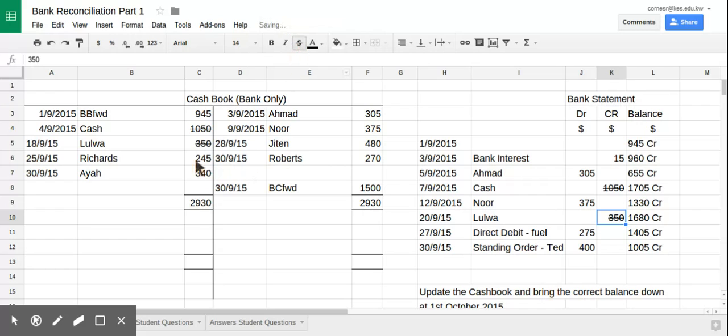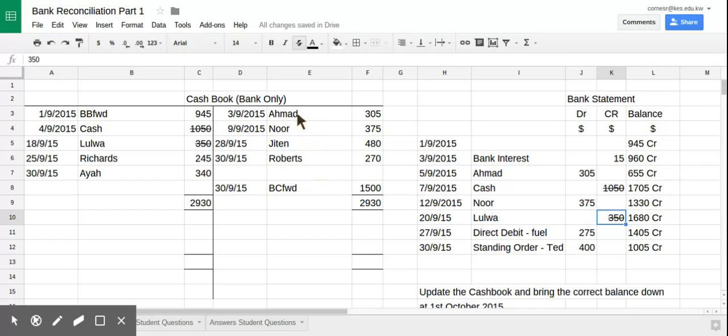But what we've got here, we've got 2 more transactions, and they haven't yet appeared in the bank statement. So they're quite late in the month. It's probable they've gone in the post and haven't yet been cashed in.